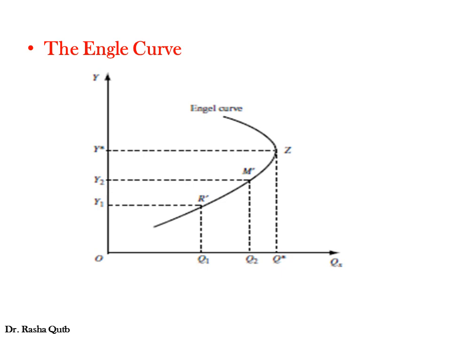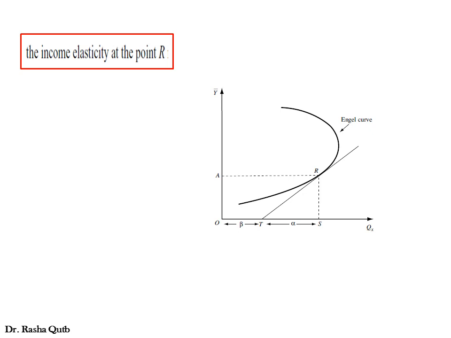Let's see now how we could measure the income elasticity of demand at each point on the Engel curve. Let's start by measuring it at a point on the Engel curve, let's say point R. First of all, we have to remember the formula of income elasticity of demand, which equals the change in quantity demanded for X over the change in the consumer income, times the initial consumer income divided by the initial quantity consumed of the commodity.